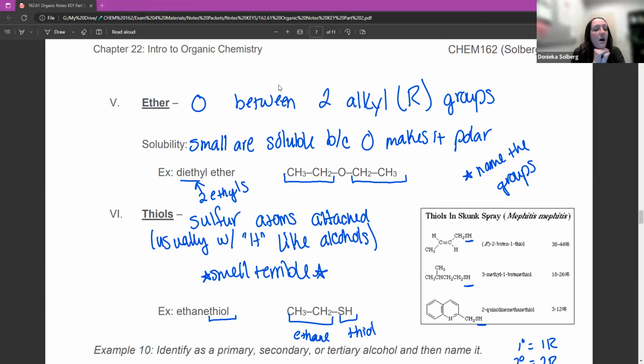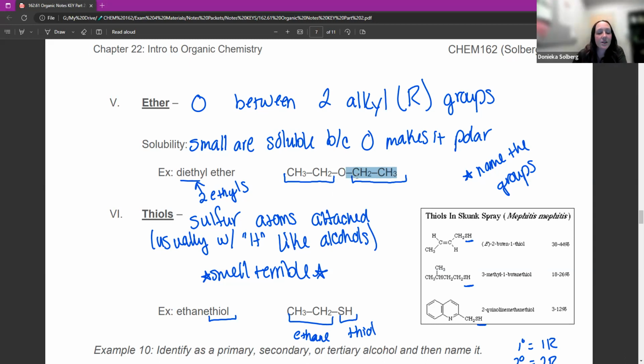So solubility. Small ones, again, this applies also to alcohols, are soluble because oxygen makes it a little polar, so it can dissolve, but bigger ones are not very soluble. The way that you name these is you name the groups that are on the oxygen. This one has an ethyl group on the left and an ethyl group on the right. So this one is called diethyl ether because it's got 2 ethyls. If it had been a methyl group on one side and an ethyl on the other side, it would be called methyl ethyl ether.